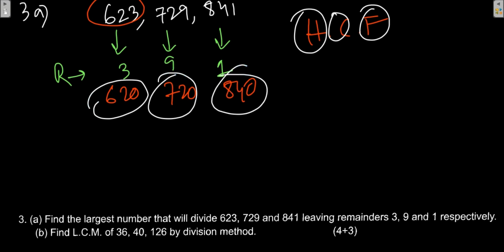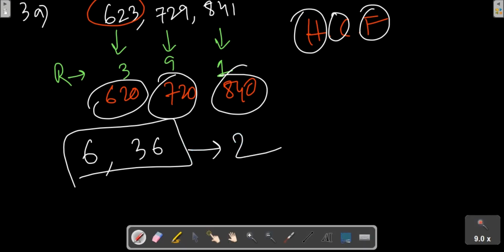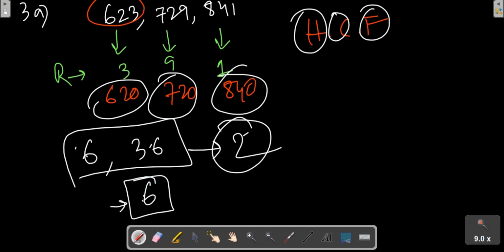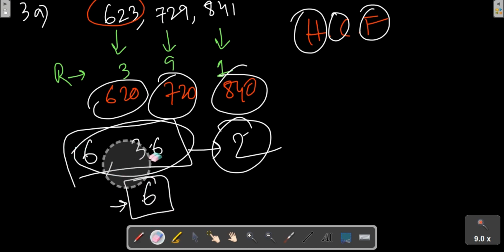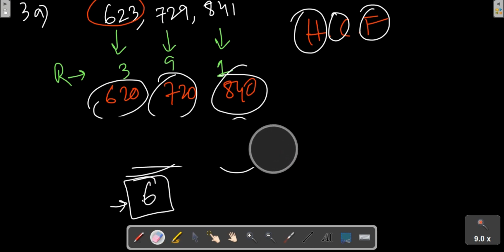Again, let me explain with another example. Suppose I say 6 and 36. What is the highest number that will divide both? Maybe many of you will say, sir, 2 divides both of them, but 2 is not the highest number. The highest number will be 6, because 6 divides itself and 6 divides 36 as well. Now how will you get this 6? You just find out the HCF of 6 and 36, you will get 6. So HCF means highest common factor.